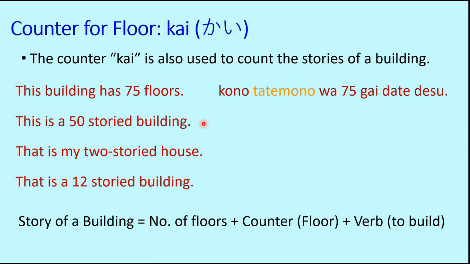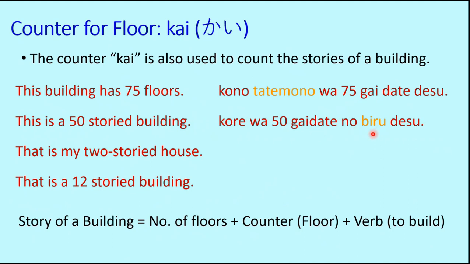The second one is this is a 50-storied building. So this is Kore wa goju gai date no biru desu. Here you can see kore wa is this is, and goju gai date is 50-storied. No is the particle for possession or relation, because the relation of this floor count is with the building.